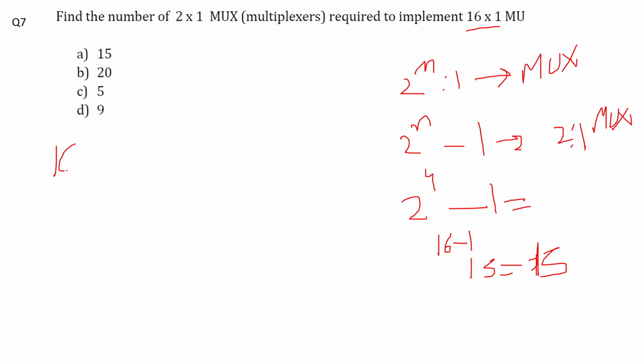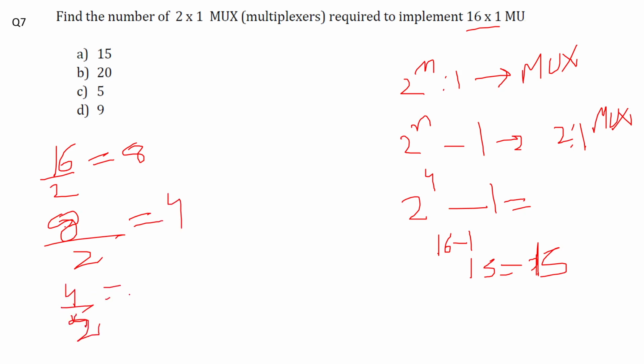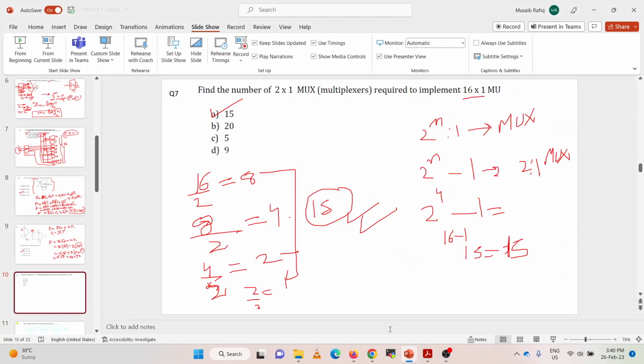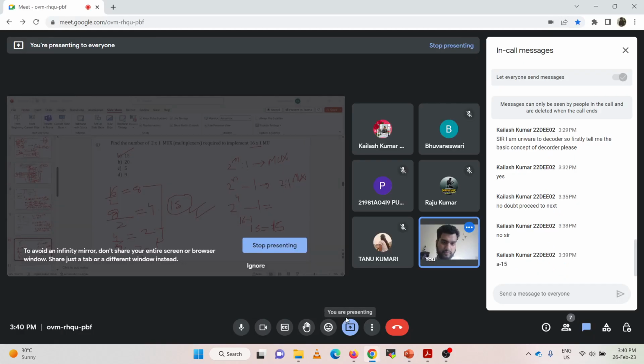There is another way of doing it. So we have 16 cross 1. We'll just divide 16 by 2, so that will be 8, and we'll bring this 8 here. Then we'll divide this 8 by 2 again, and that is 4. We divide 4 by 2, that is 2. Then 2 by 2 is equal to 1. And we'll just add them up. 8 plus 4 is 12, 12 plus 2 is 14, 14 plus 1 is 15. So 15 2:1 muxes are required to implement a 16:1 mux. So option A is the correct answer. Yeah, option A is correct.